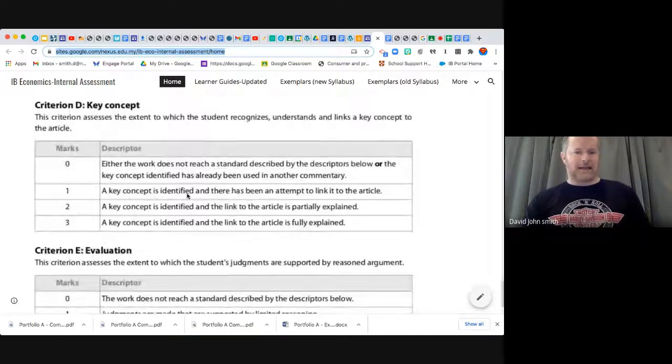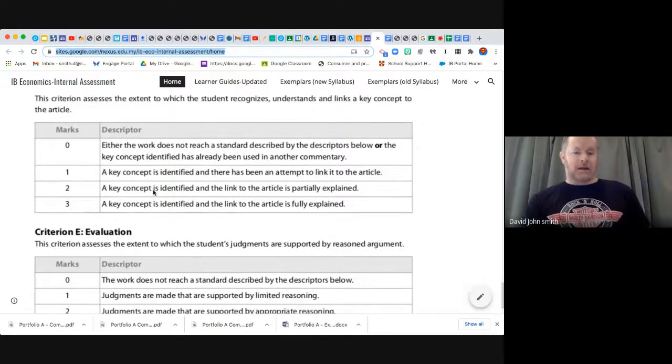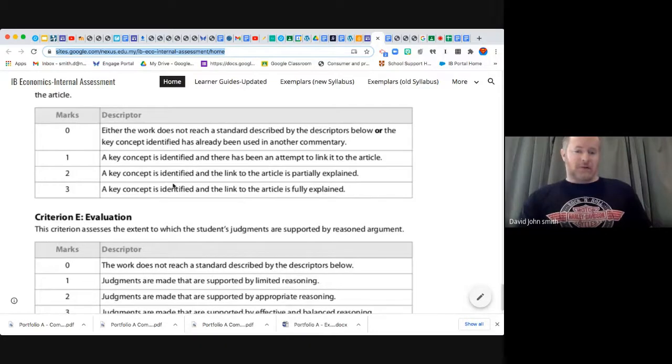D, the key concept, the major theme. If we have a look here, again, down to 3, key concept is identified. We've got to say what it is, and that the link to the article is fully explained. Again, it is a bit vague between partially explained and fully explained, but that's what we've got to work with. Now, identification you're going to see is really straightforward, so you will easily be getting 1, 2, or 3. It's this bit here that might be a bit of an issue.